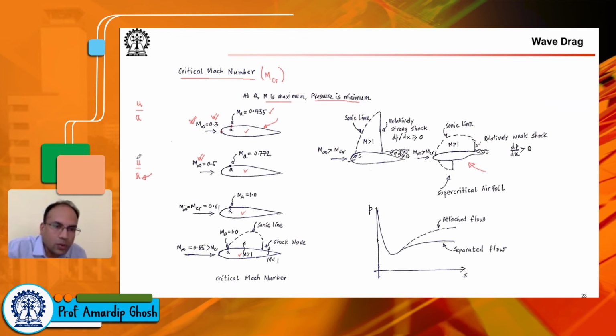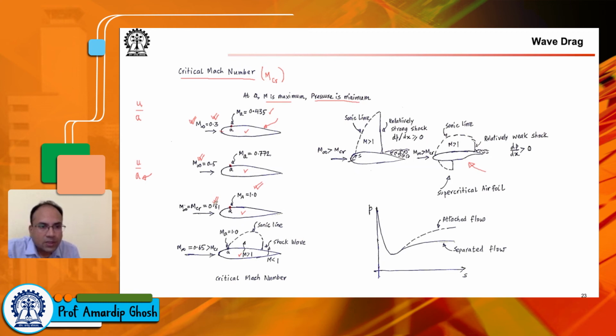And now when your flow Mach number has become 0.5, you see that at this point A, where previously you were getting 0.435, you are getting a Mach number of 0.772. So as you increase the free stream Mach number, the Mach number at this point A, where the flow reaches its maximum Mach number, is 0.772. Now, when we crank it up to 0.61, we suddenly see that the Mach number here has become Mach 1.